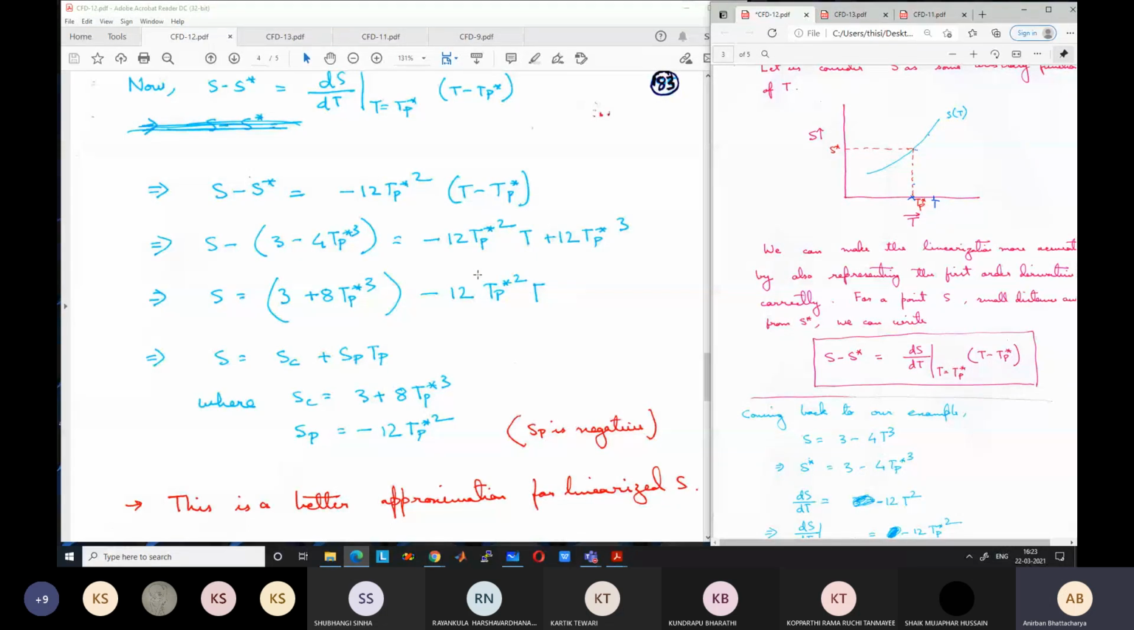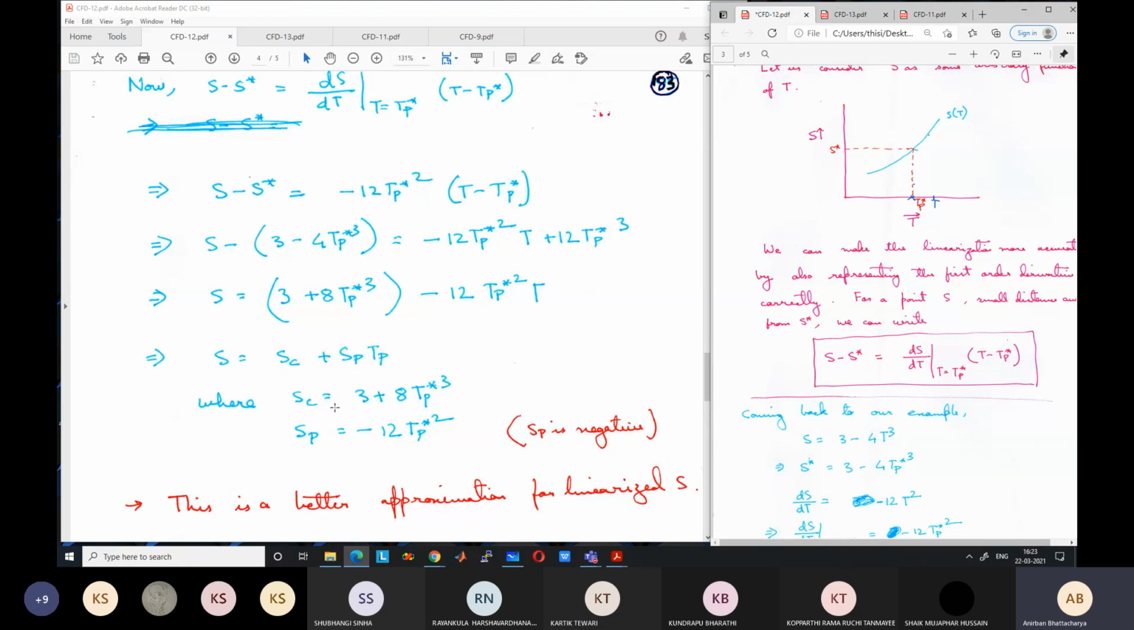So what will be our SC? The constant value is the known value, 3 plus 8 Tp star cube. This is the constant part, SC. And the linear part is minus 12 Tp star square into T. So the coefficient SP will be minus 12 Tp star square in this case. So SC is equal to 3 plus 8 Tp star cube, SP is equal to minus 12 Tp star square.